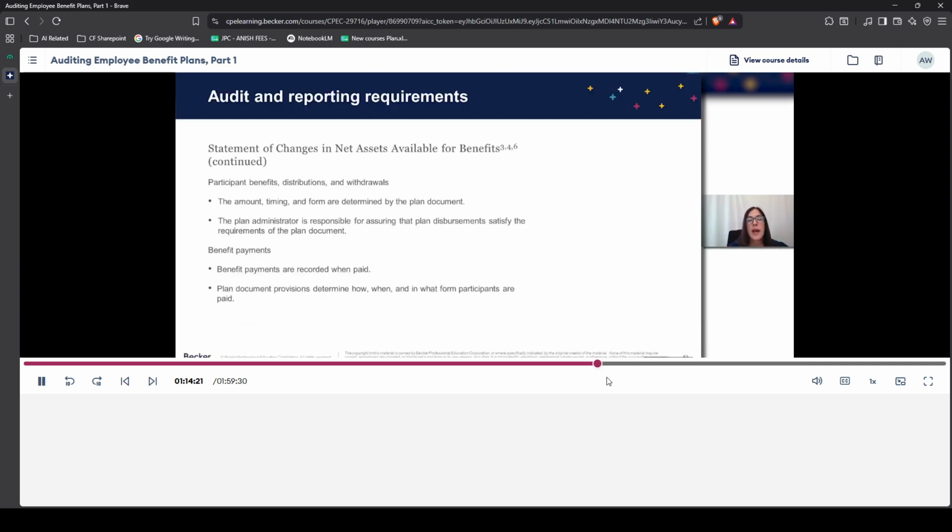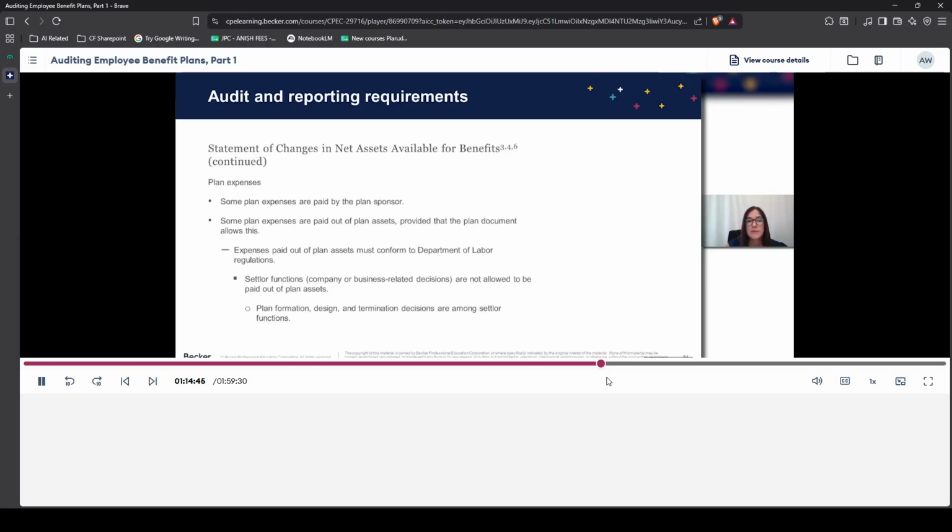You're also going to have your withdrawals or your deductions from net assets, which include your payments to participants for distributions and other withdrawals, as well as your expenses. So please note here that for those benefit payments, you record the benefit payments when they are paid. Plan expenses are also included on your statement of changes.